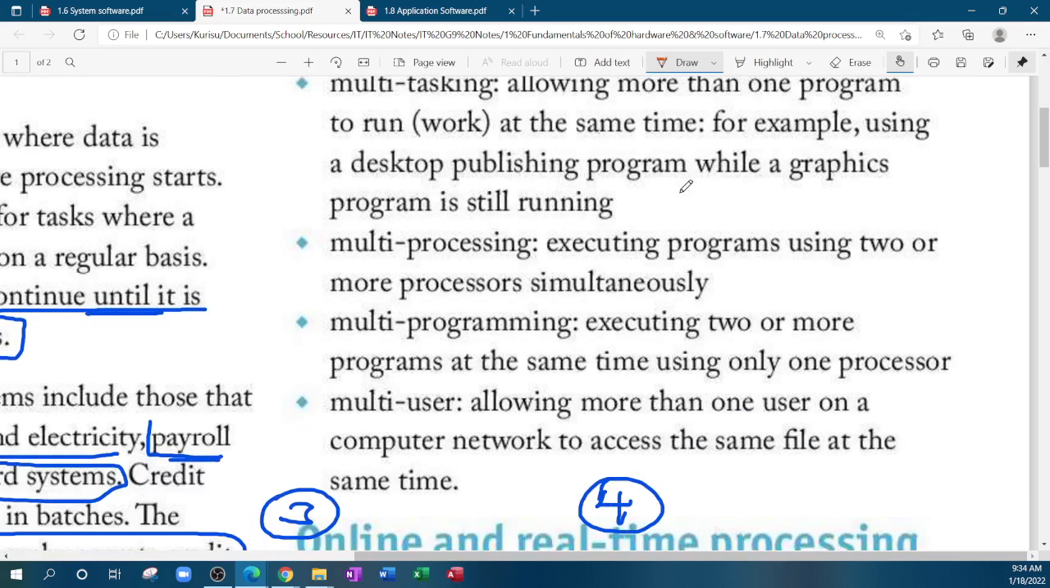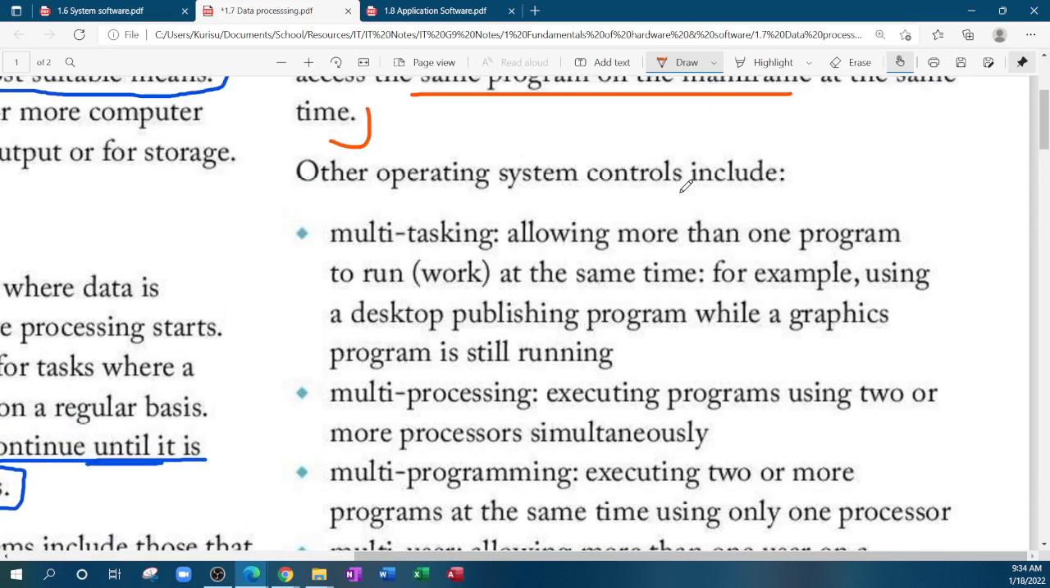Dante, could you continue reading? Other operating system. I read from the right.